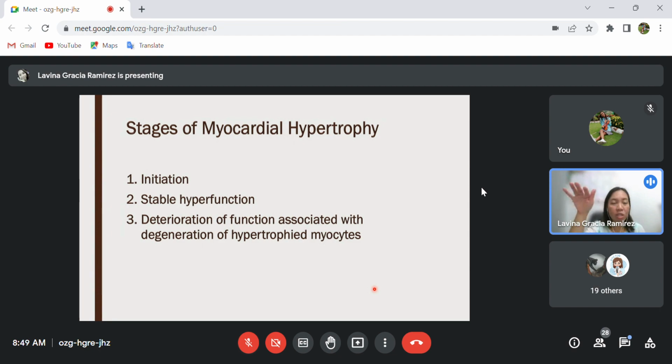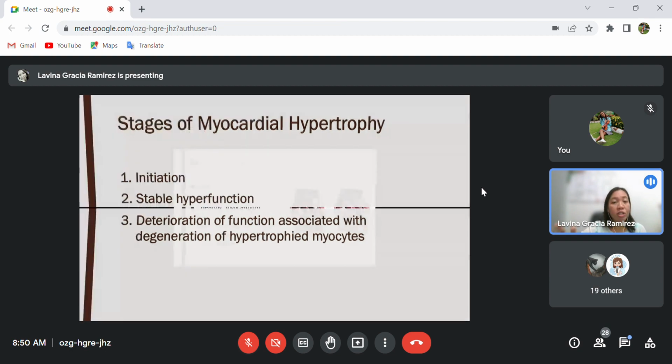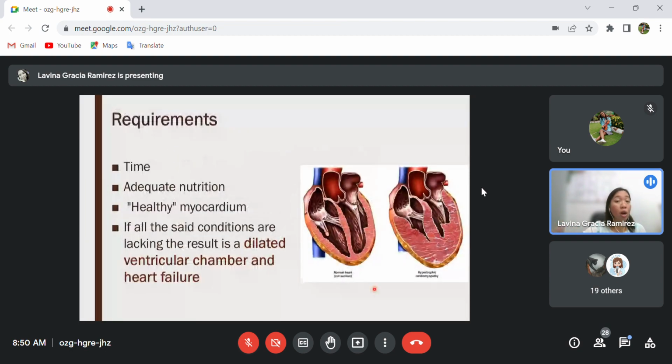Stable hyperfunction, so once na-establish na siya, dapat hanggang dun na hindi siya fluctuating. It should be a stable compensatory function. Okay, sa hyperfunctions. Ito yung creating new homeostasis. Okay, for that condition. Kasi nga, magko-compensate siya. May problema yung body that it needs to parang comply for the cardiac blood output. Okay, yung cardiac output, yung blood that should be circulated within the system. Okay, and then of course, those requirements, ito sabi ko na kanina, yung time, adequate nutrition, healthy myocardium. So I've mentioned this one.